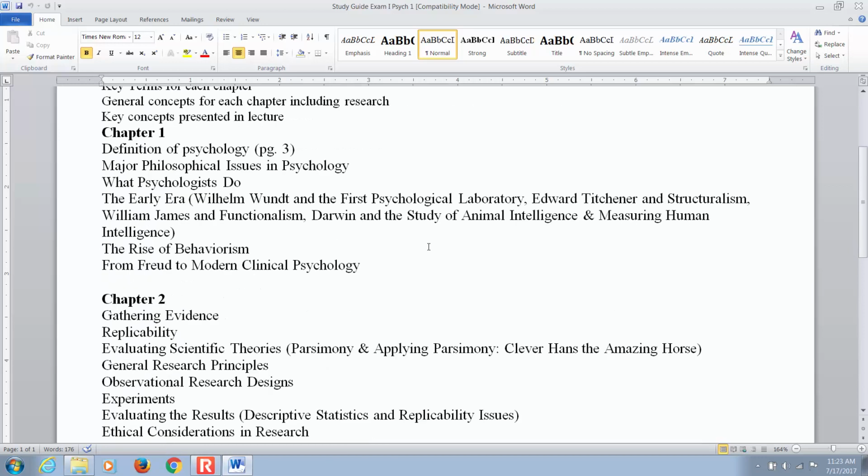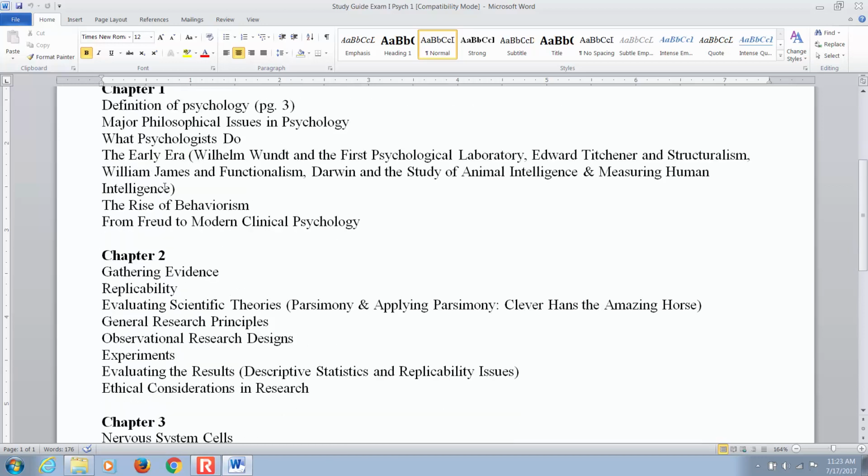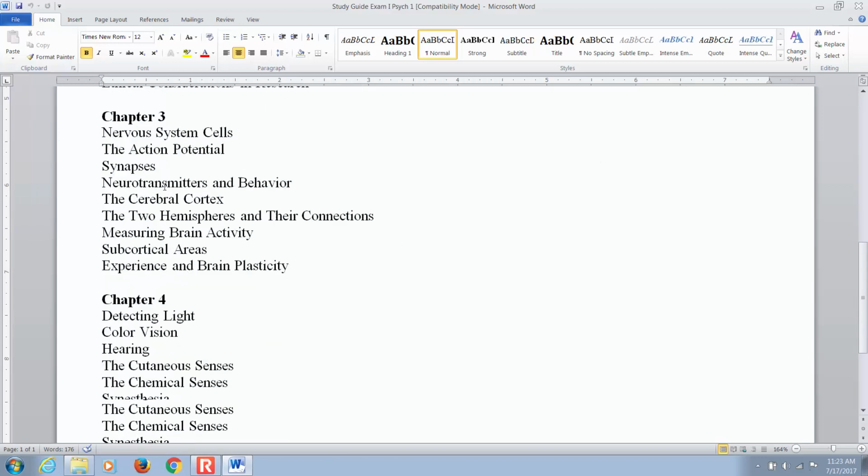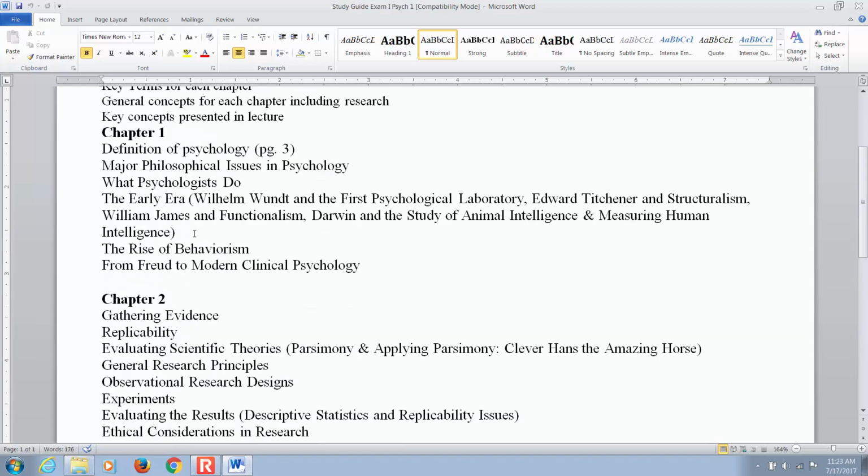Alright, so getting to the chapters themselves. So I've listed each chapter 1 through 4, as you can see here. And what I've done for each chapter is I've listed the major headings. So if you have your book with you, and this would be a good point to get it if you don't have it, you'll notice that the section headings are red in color, so you want to get familiar with that. So for example, in chapter 1, one of the headings here is major philosophical issues in psychology.